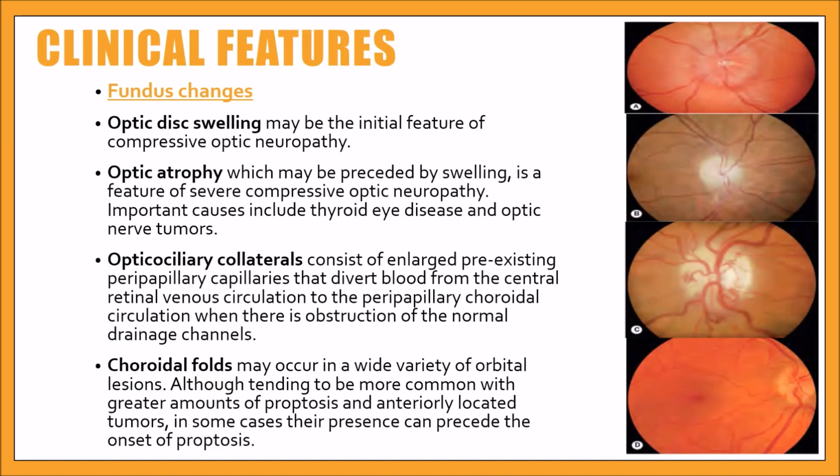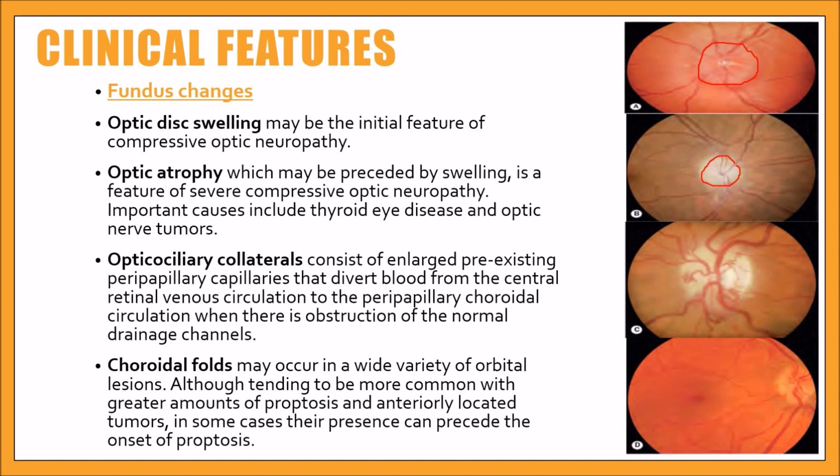The next important clinical feature can be seen on fundus examination, and most importantly is optic disc swelling, which may be the initial feature of compressive optic neuropathy. As seen in this picture, you can see optic disc swelling here. Then there is optic atrophy, which may be preceded by swelling and is a feature of severe compressive optic neuropathy. Important causes include thyroid eye disease and optic nerve tumors. As seen in the picture here, you can see the disc is completely white and atrophic.